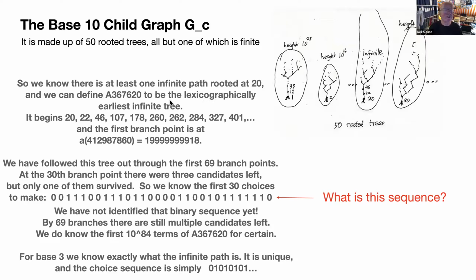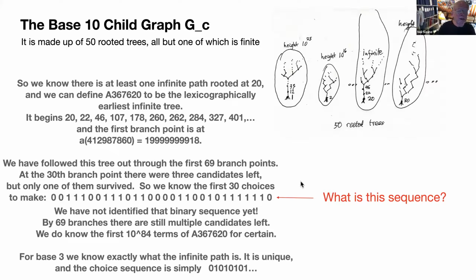We know it exists. We know it starts with 20, and we can follow it for quite a long time, because the first branch point, if you start at 20 and follow the comma rule, the first time you have a choice is after this many terms, when you reach a branch point at 1,999,918. And the correct thing to do when you get to that branch point is to take the lower branch.